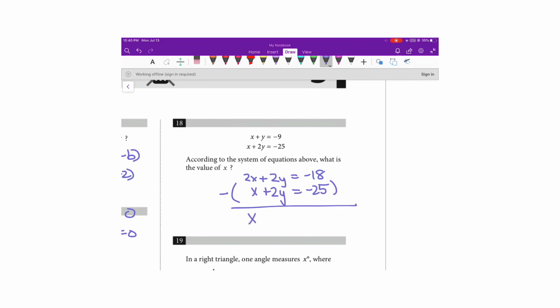So 2x minus x is x. 2y minus 2y, they both cancel out, and so I'm left with no y's. Negative 18 minus negative 25 is negative 18 plus 25, which is 7.